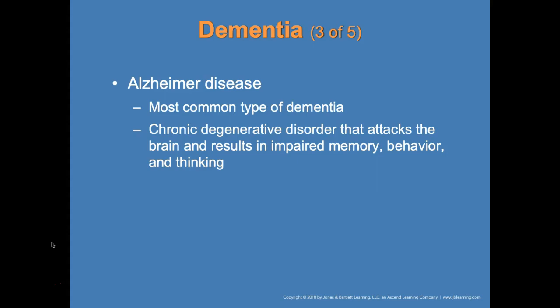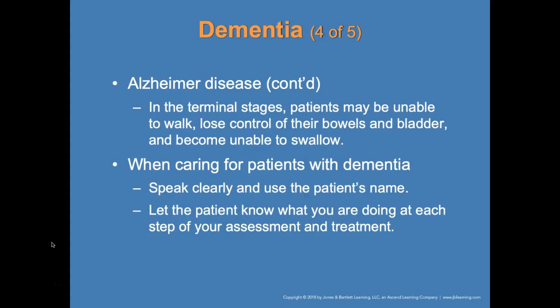Alzheimer's disease is going to be our most common type of dementia. It's a chronic degenerative disorder that attacks the brain, results in impaired memory, behavior, and thinking. In the terminal stages, patients may be unable to walk, lose control of their bowels and bladder, becoming unable to swallow. When we're caring for these patients, we need to speak clearly, use their name, let the patient know what we're doing at each step of our assessment and our treatments.